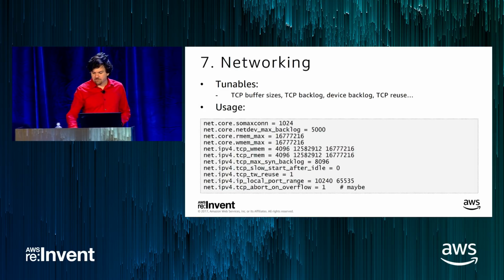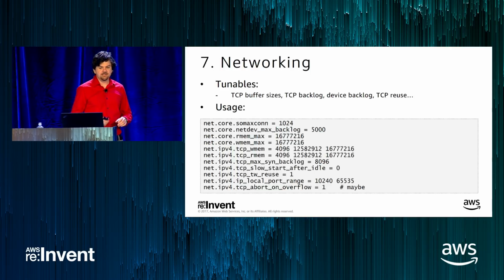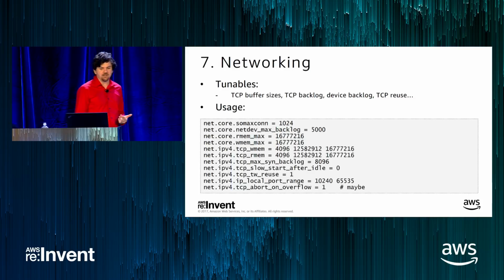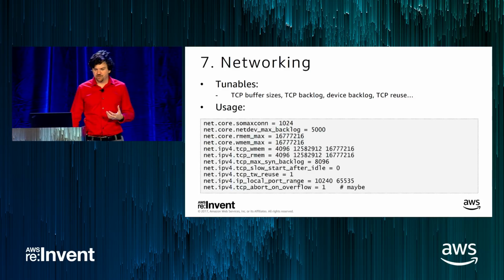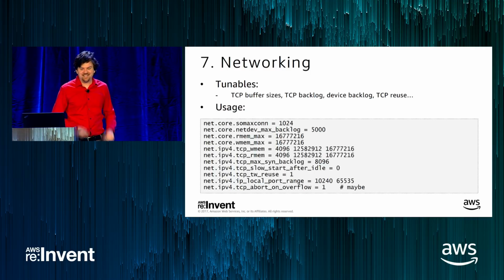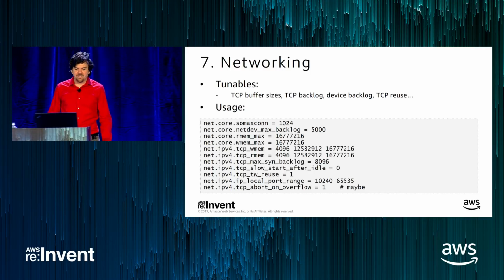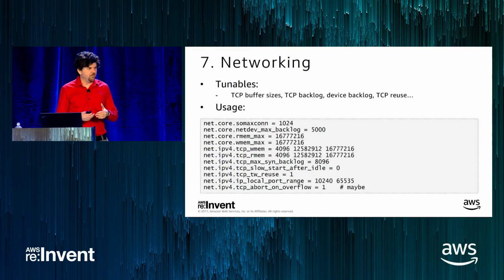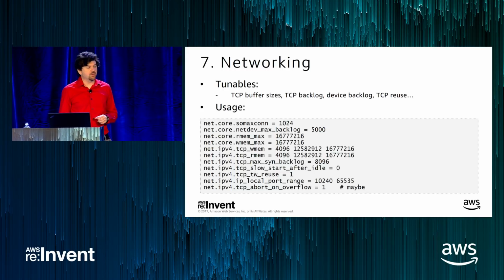Networking we've done a lot with, and there's TCP buffer sizes, TCP backlog, device backlog, and so on. Very common to tune these. This is the current set of tunables we're using. Again, this could be out of date next year. And that involves increasing the buffer sizes so that we can improve network throughput.